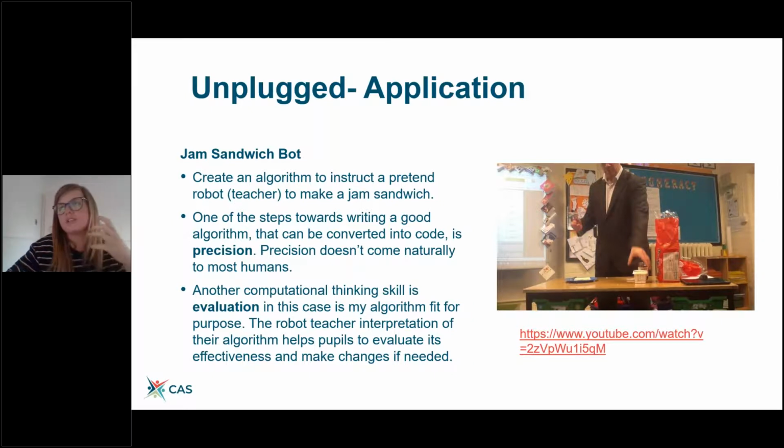So it's a really nice practical lesson, gets in all that precision, gets in all the debugging, thinking about it, evaluating their algorithms until they come back and they've written one that you can do. And then what I do when I do it with year 6s is then the year 6s become the robot as well. So it's a really nice practical activity.